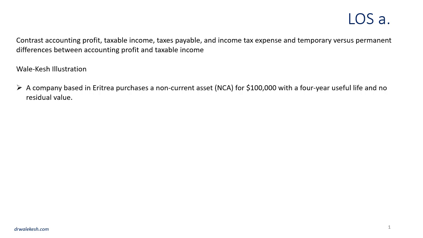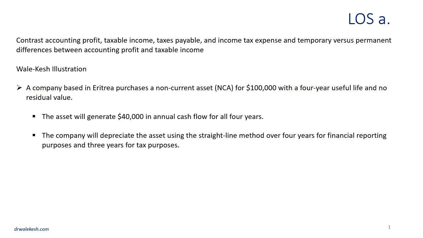Let us look at this illustration. A company purchased a non-current asset for 100,000 US dollars, and the non-current asset has 4 years useful life with no residual value. The asset is expected to generate 40,000 US dollars per annum for all the 4 years.